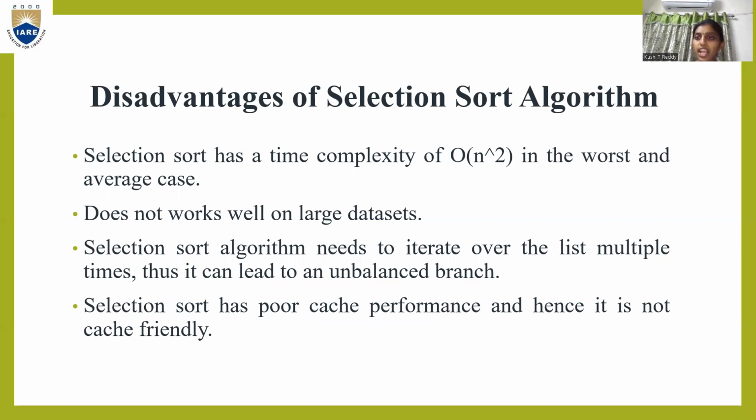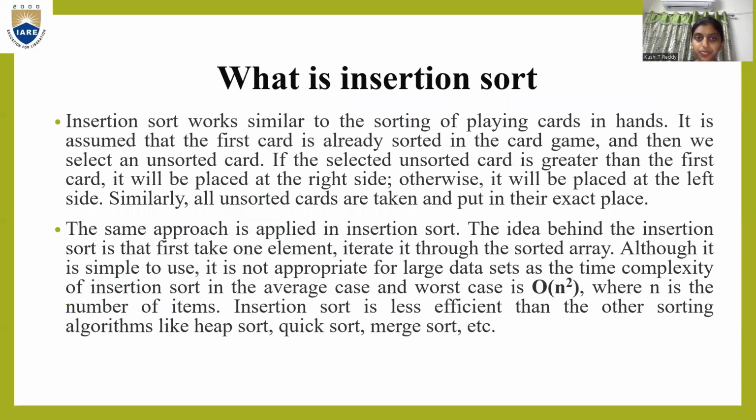Selection sort has a poor cache performance and hence it is not cache friendly. As you know, cache is nothing but the fastest memory storage. So it is not cache friendly. So it is one of the main disadvantages of selection sort algorithm.